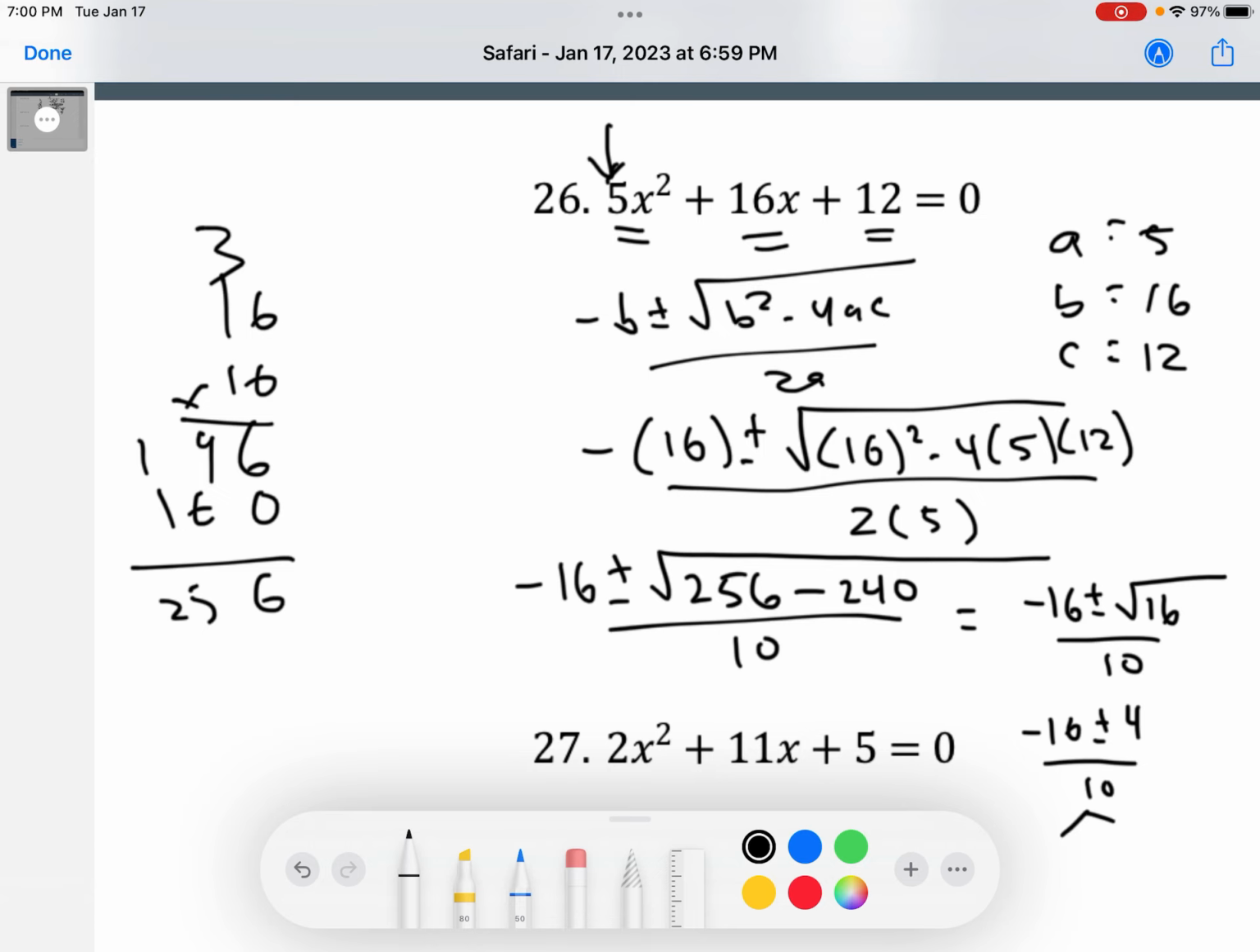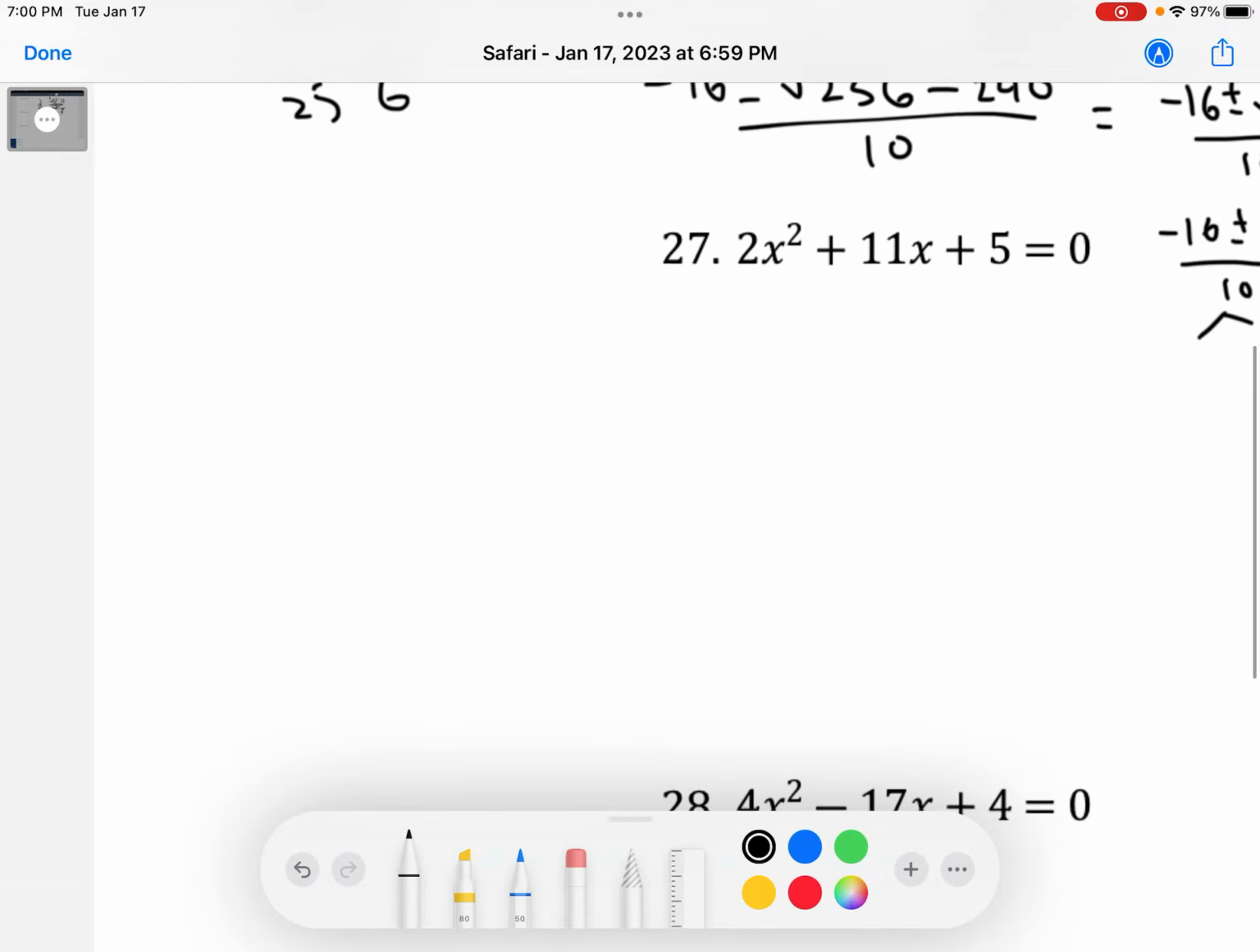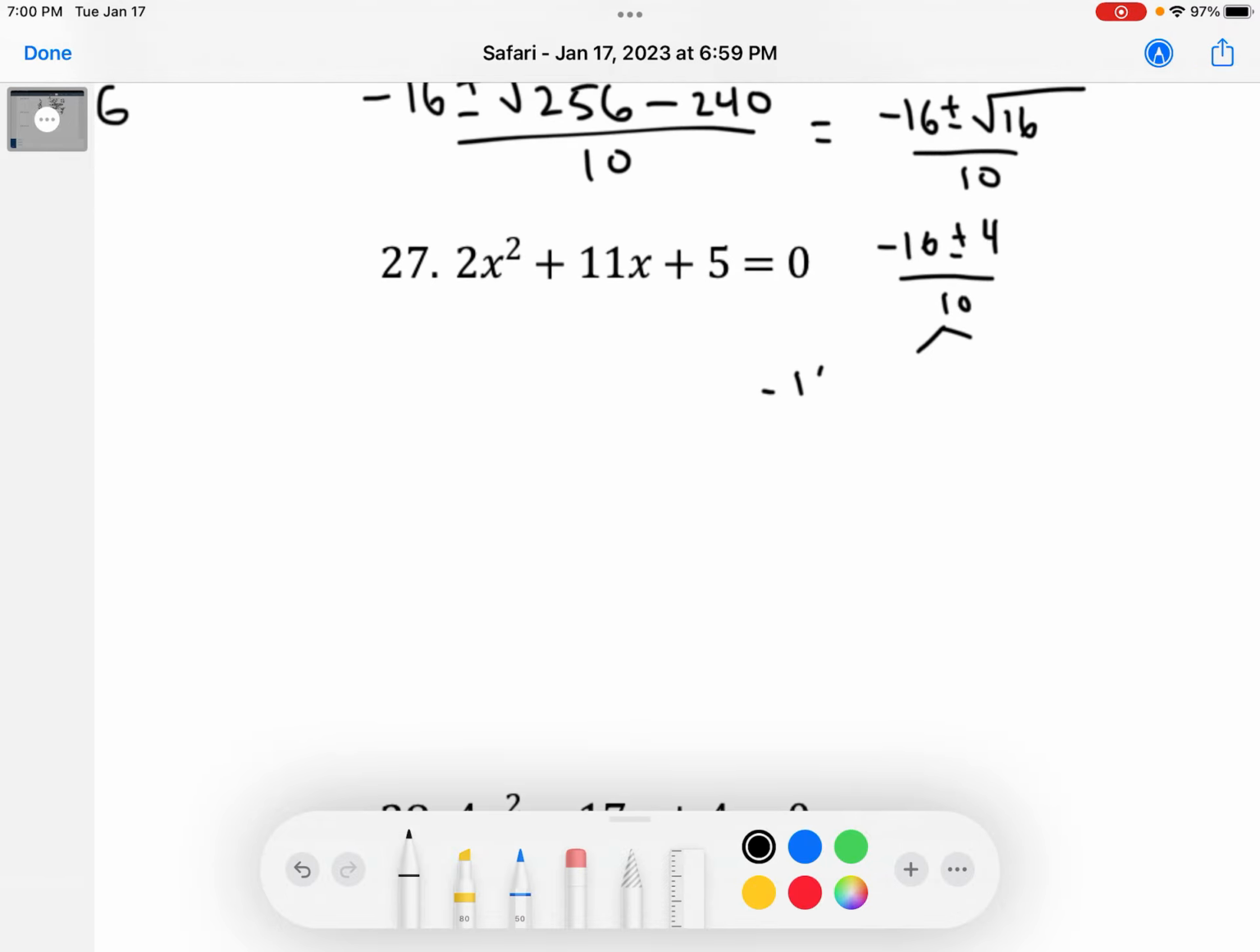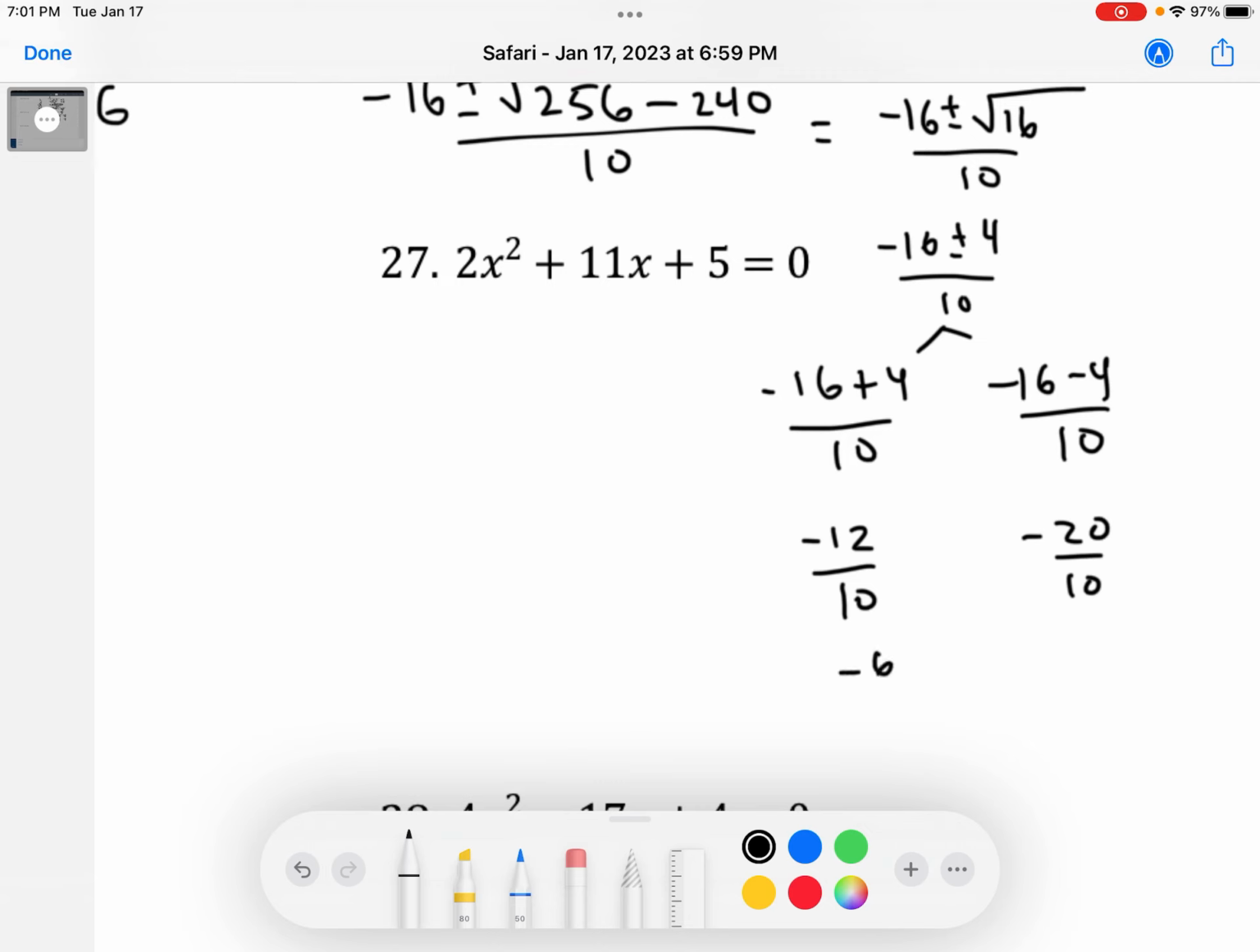Breaking this apart into two different equations, we've got negative 16 plus 4 over 10 and negative 16 minus 4 over 10. Negative 16 plus 4 is negative 12 over 10. Negative 16 minus 4 is negative 20 over 10. That's going to give me negative 6 over 5. And this one's going to give me negative 2.